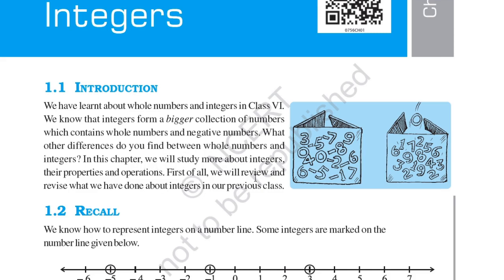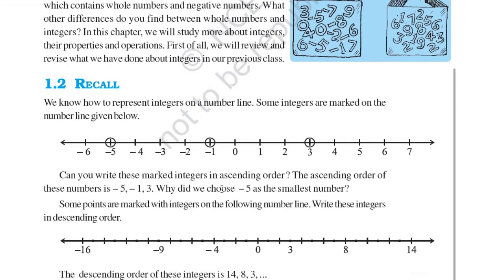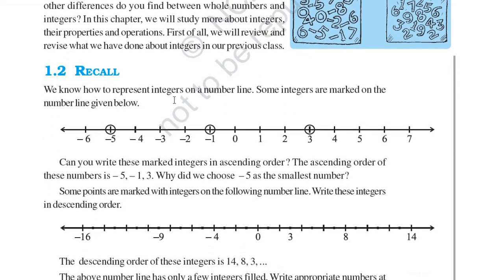First of all, we will review and revise what we have done about integers in the previous class. So we are recalling it. We know how to represent integers on a number line. Some integers are marked on the number line as given below. So you can see this is a number line. It starts from 0. On the right side are the positive integers, and on the left side of 0 are the negative integers. So can you write these marked integers in ascending order?